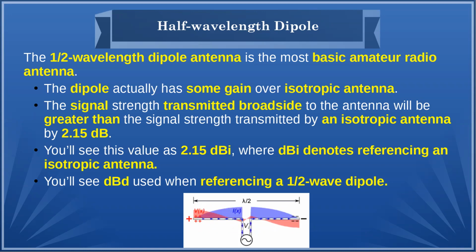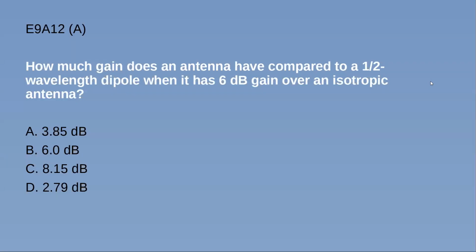So some of the problems they'll give you, you have to convert, and you've got to remember to use the 2.15 number to add or subtract, depending on which way you're going. So how much gain does an antenna have compared to a half wavelength dipole when it has 6 dB gain over an isotropic antenna? This happens to be one of those questions. All you need is math, like 3.8. You don't even need a calculator.